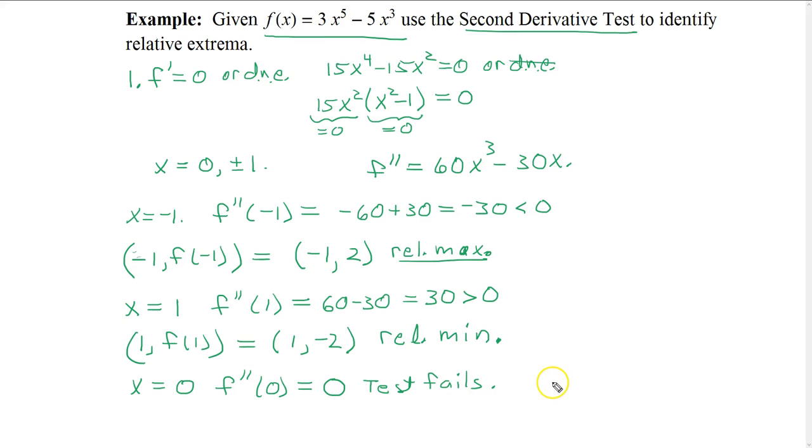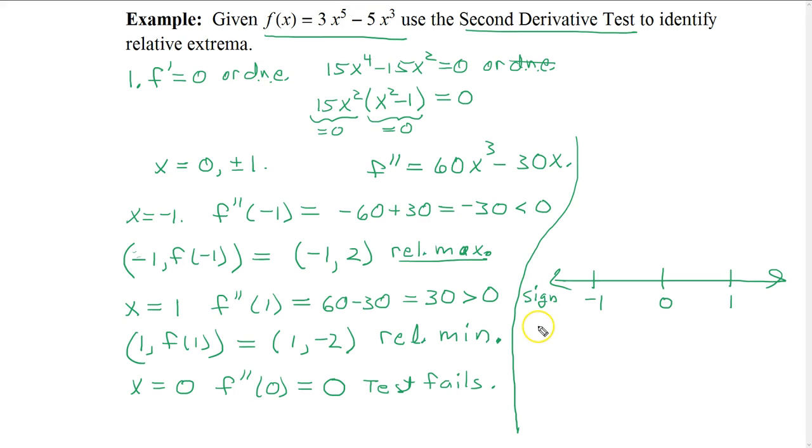And we need to go back to the first derivative test. So over here, let's just do our first derivative test. We have to mark off our critical numbers 0, 1, negative 1, and then pick test values around 0 to see if we have a change in the sign of the first derivative. Remember, what we're looking for here is the sign of f prime. That's how the first derivative test works.